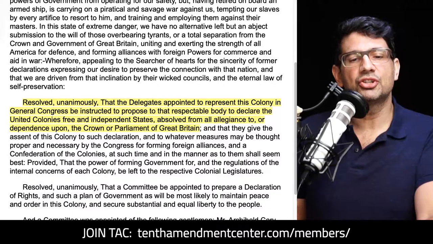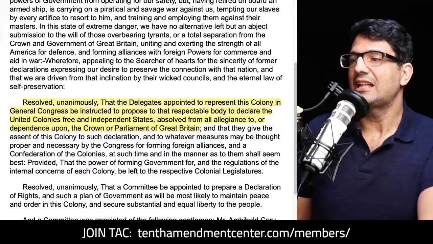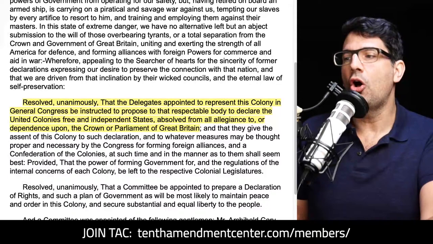This was really the only positive instruction that they gave to their congressional delegation. This was the only thing. You have to do this. Resolved unanimously that the delegates appointed to represent this colony in General Congress be instructed to propose to that respectable body to declare the United Colonies free and independent states, absolved from all allegiance to or dependence upon the crown or parliament of Great Britain.